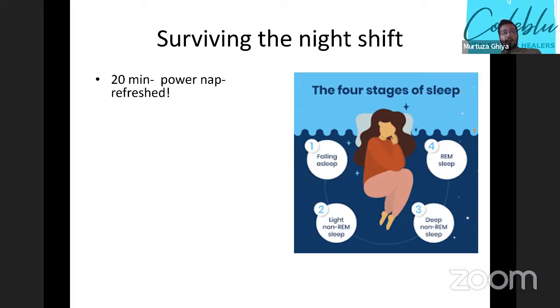Okay. Power nap is ideally 20 minutes. Push comes to shove, 30 minutes. When you have this 20 to 30 minutes of power nap, you're still in that falling asleep to light non-REM sleep. You wake up completely refreshed. And this is what is ideal on the night shift. The moment you cross this 20 to 30 minutes, go into 1 hour of sleep, you're going into that deep sleep.